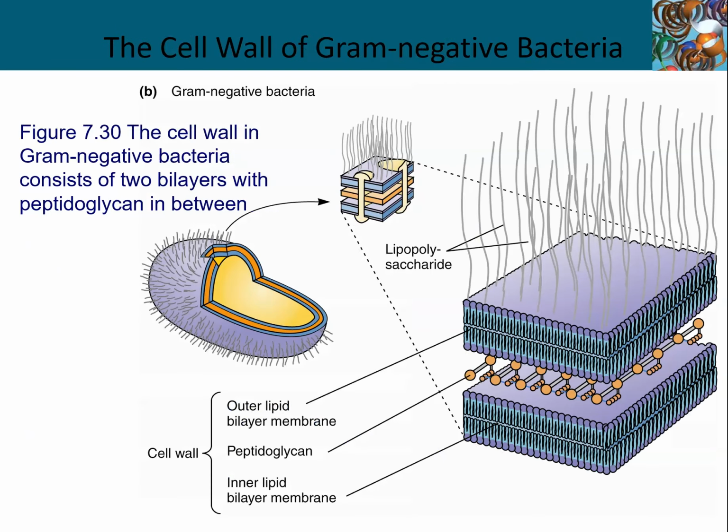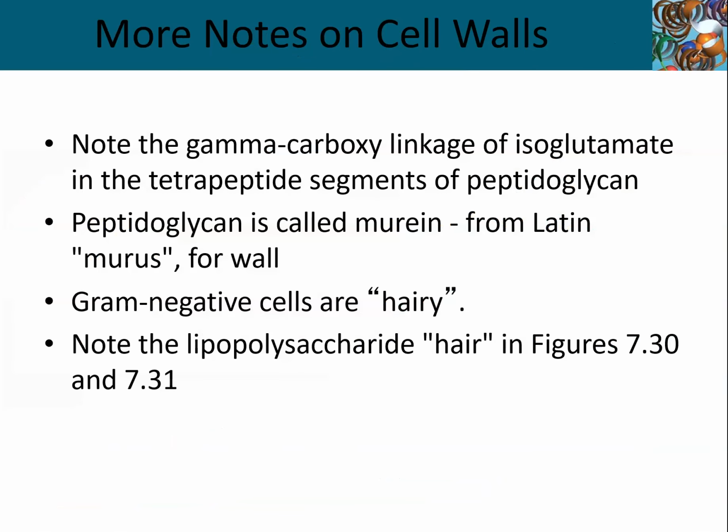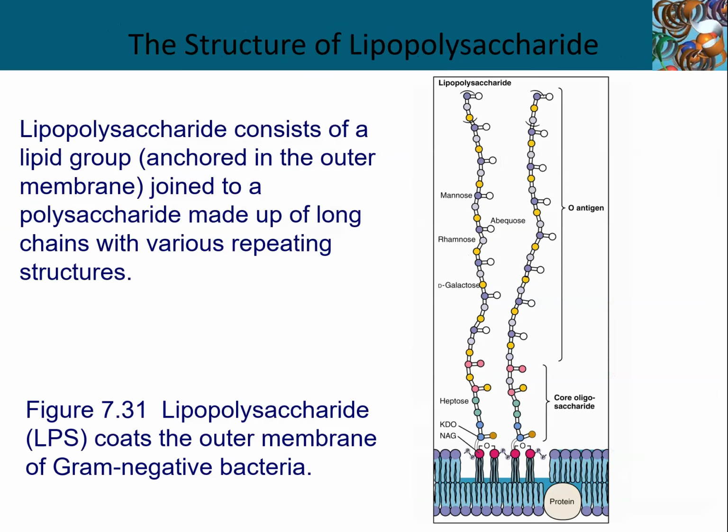Now if we go back to our gram-positive, you have that long cross-link between your tetrapeptides, and you have your single bilayer followed by this thicker shell of peptidoglycan. There we go. So what's the structure of lipopolysaccharide in your gram-negatives? It's these long hairs of carbohydrates that are just drifting out there.